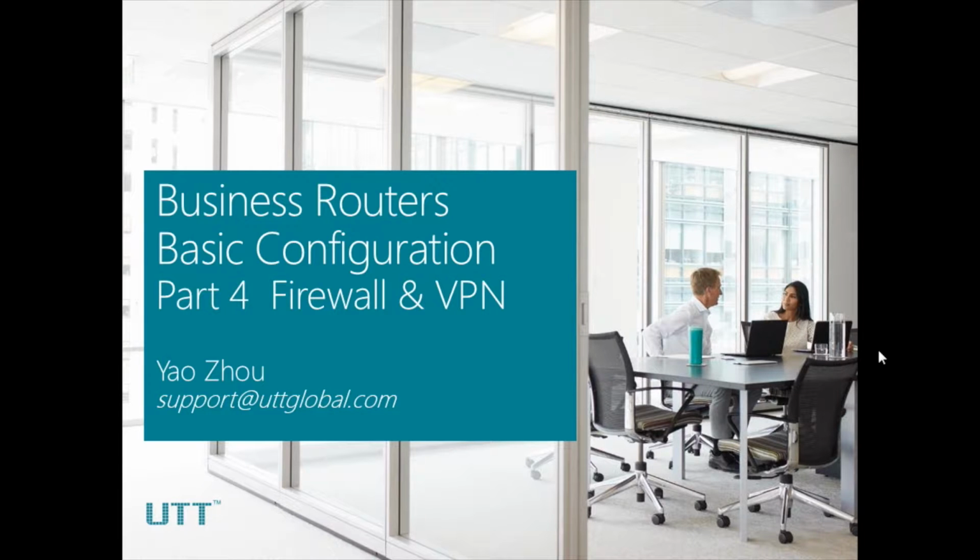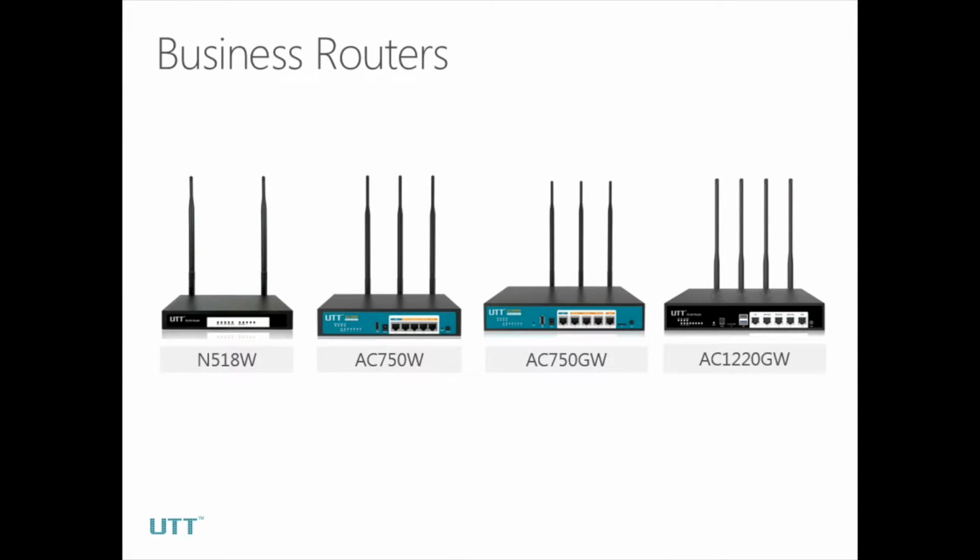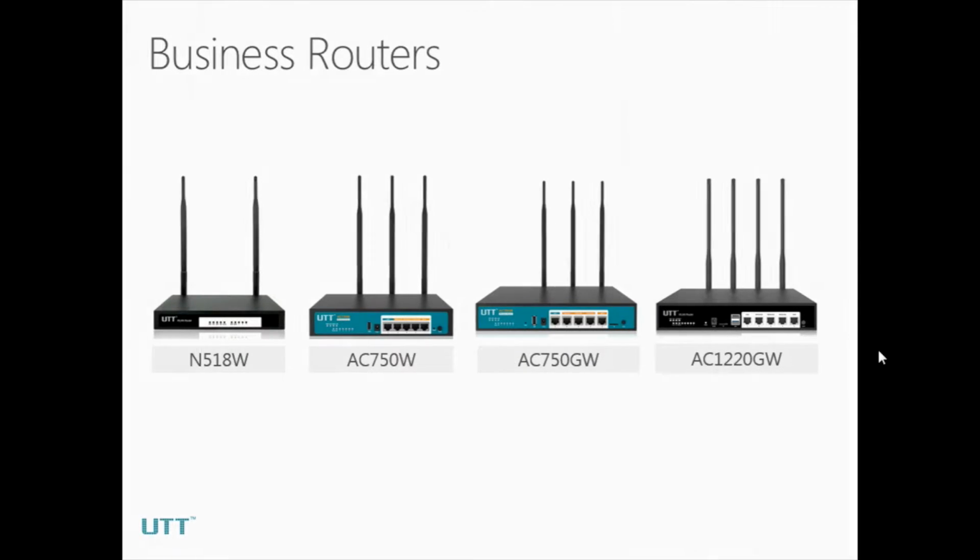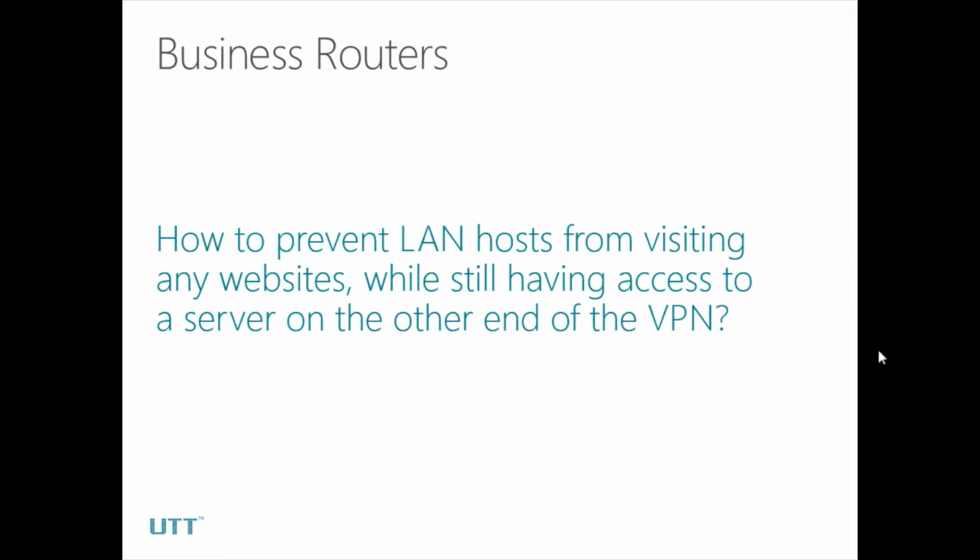In this video, I'll show you the Firewall and VPN menu on the UTT Business Router. UTT Business Routers now include N518W, AC750W, AC750GW, and AC1220GW. As in the previous videos, we'll try to solve a question after finishing this one.